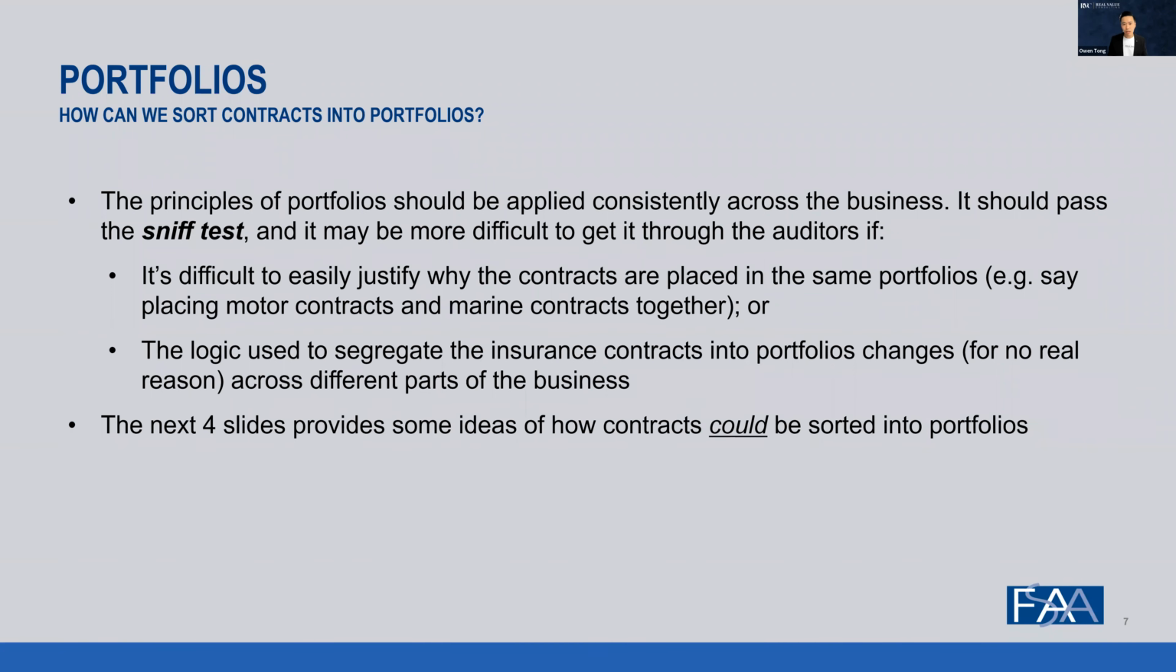And then the logic used to segregate these portfolios, it should be consistent throughout the different parts of the business. So for example, if you're using one logic to sort these contracts into these portfolios, but then at a different part of the business, your logic completely changes only because it produces a certain outcome, even though there's no real reason to apply a separate logic, then it could be harder to get across the auditors. So from a holistic point, if it's just one company, it should apply one consistent principle across how you're going to sort these contracts into these different portfolios.